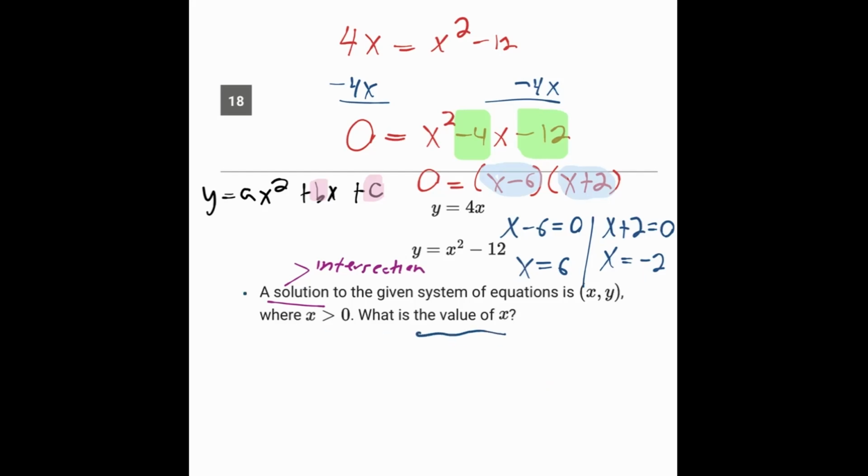What is the value of x? Well, by the way, the question is saying that when you're picking your answer, keep in mind that we want the one that's greater than 0, the positive one. So we can get rid of that one. And our answer is 6.